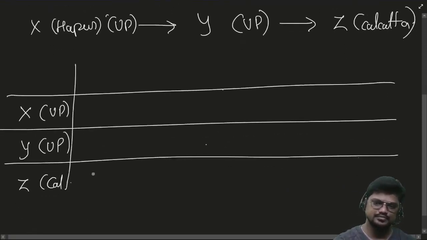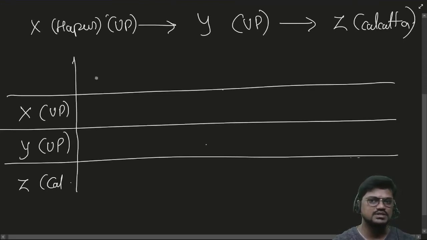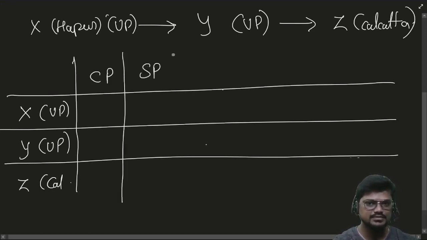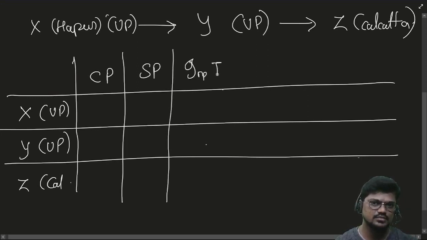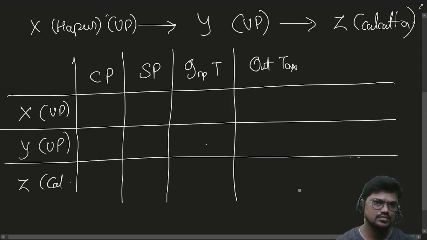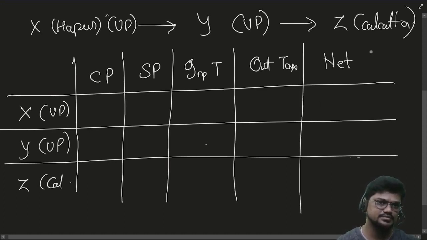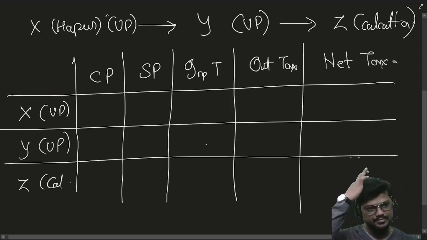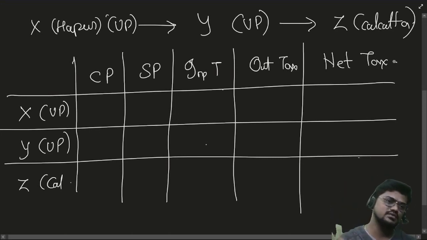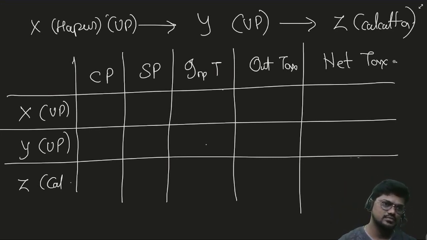Now, for all these dealers, there will be a cost price, a selling price, an input tax, an output tax, and a net tax. If you draw this table, everything will be clear. You can draw this table in your notebook and use it for all the sums.